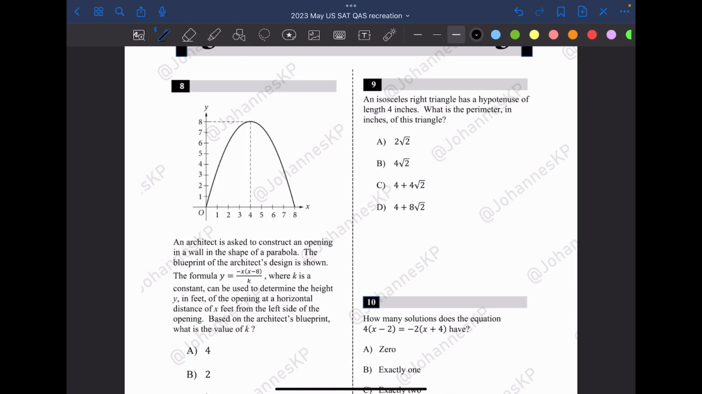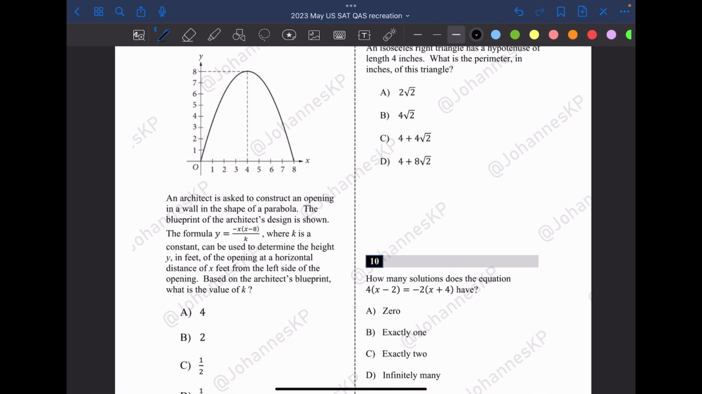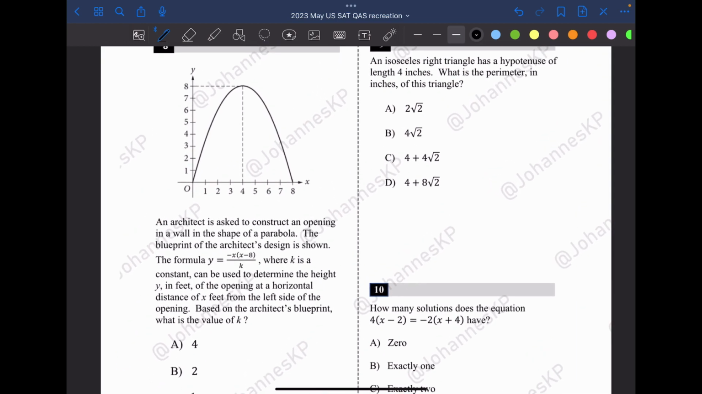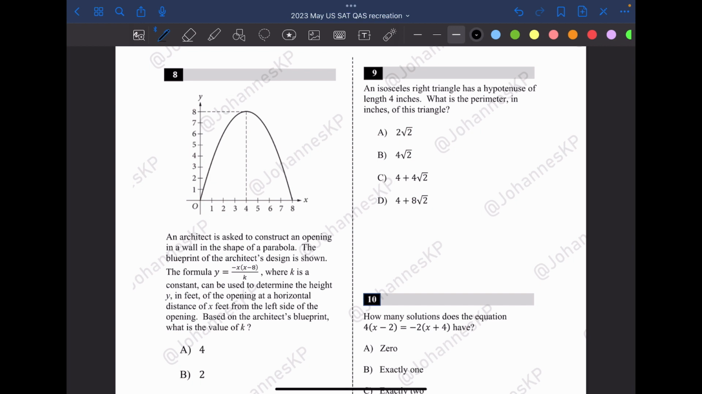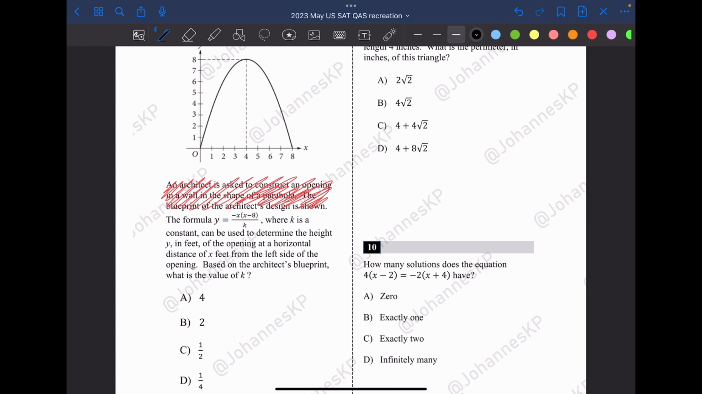Okay, question number 8. It says an architect is asked to construct an opening in a wall in the shape of a parabola. The blueprint of an architect's design is shown. So, in other words, this is all, to be honest, garbage. You don't need to read this at all, and the question would have been the exact same without it. It's just there to kind of confuse you, to make you read more, and to just test your patience, I guess.